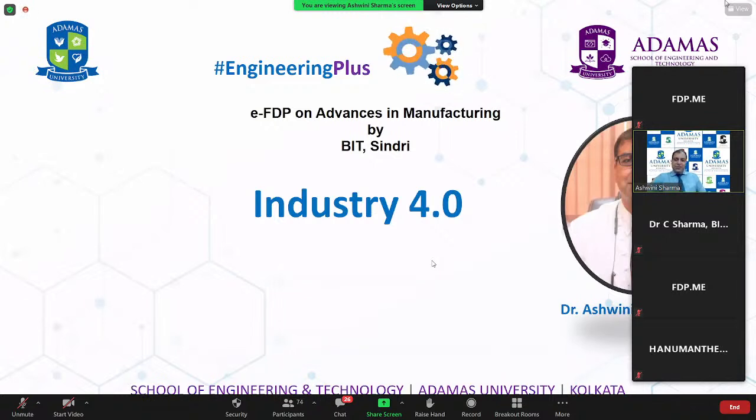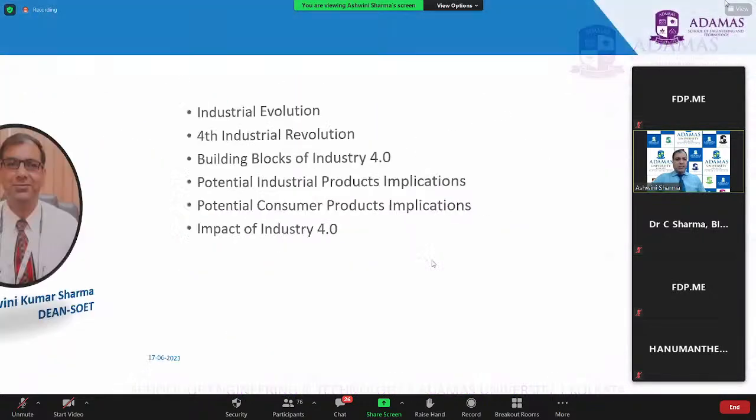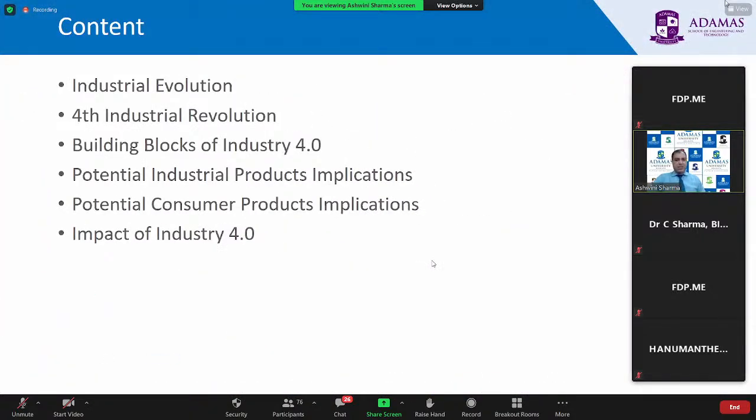To start with, I will be deliberating on Industry 4.0, which is again a new buzzword in the market. Many of you might have heard of it. I will take you through the journey of Industry 4.0 with some of the practical aspects of it, how it is changing the world nowadays. So this will be the simple content of my presentation. From the coming slides, we will be covering all these topics.